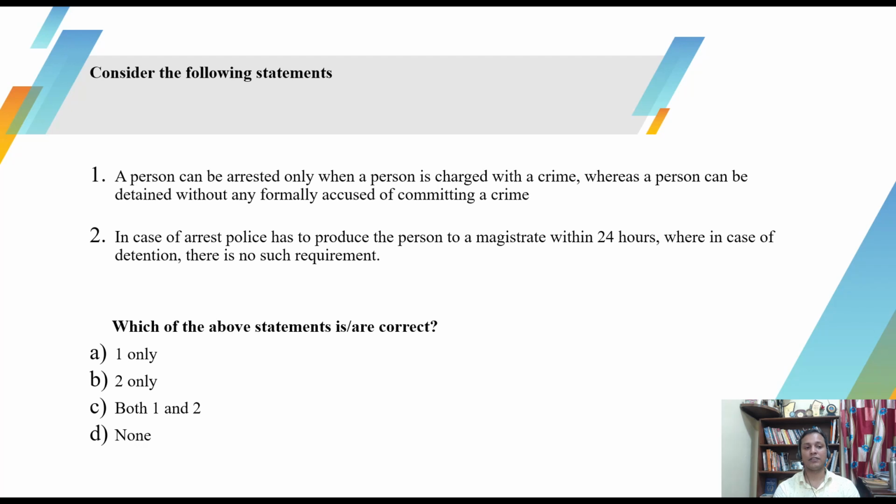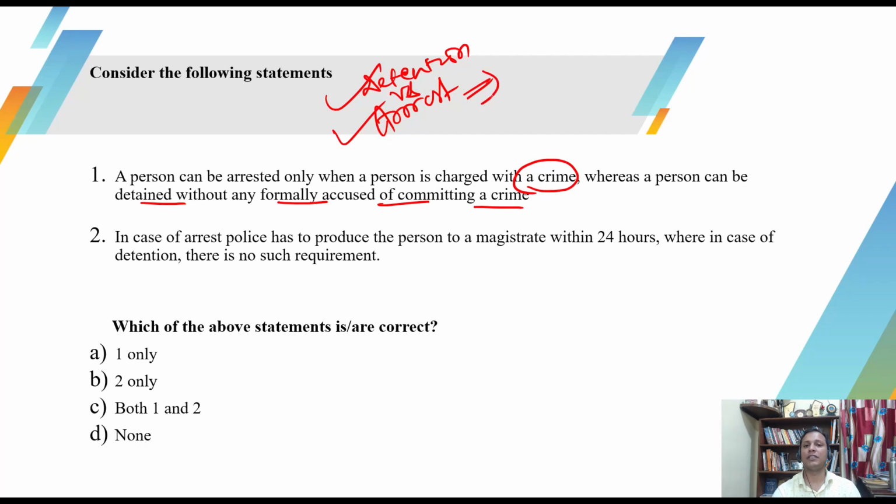Consider the following statements. First statement says that a person can be arrested only when the person is charged with a crime, whereas a person can be detained without being formally accused of committing a crime. Guys, recently we have seen many of the leaders were detained. Generally protesters are detained, and so always we come across the word detention, and then another word is arrest. So we must know the difference between detention and arrest. The basic difference is arrest can only be done when you have committed a crime, whereas detention can happen without committing a crime, when there is a suspicion that you can create a law and order situation or any kind of problem. So you can be detained for investigation, for inquiry, and then you can be let off by the police.